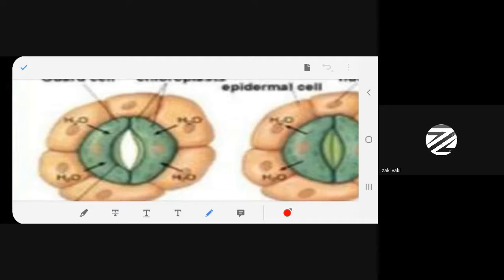Now, these are the guard cells. Stomata is made up of guard cells. You can see over here this green colored bean shaped structure. They are the guard cells, and the whole structure is known as stomata. Yes or no?